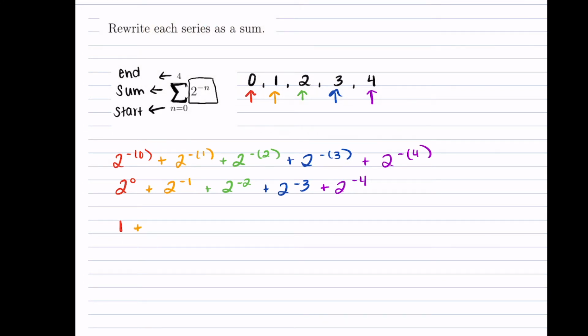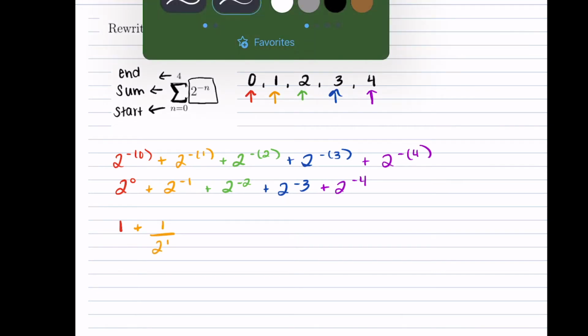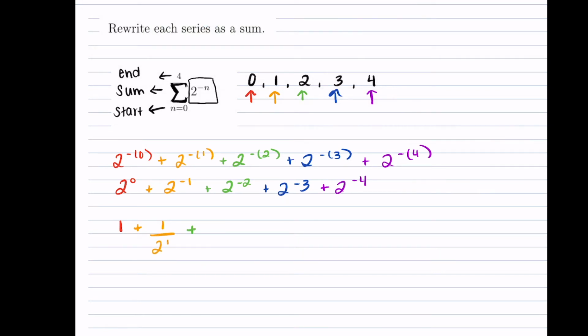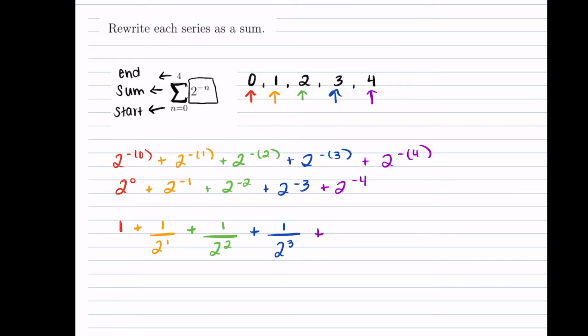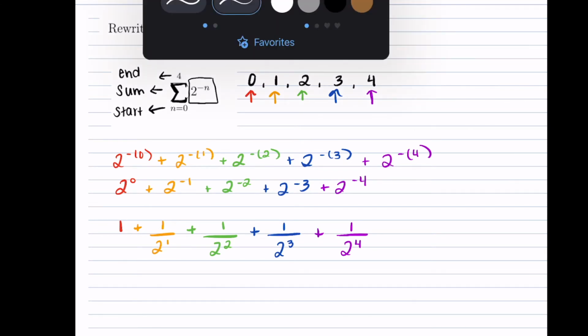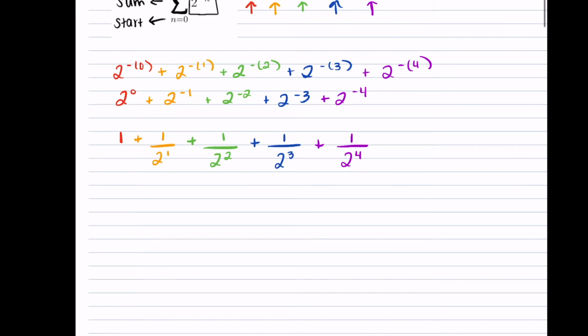2 to the negative 1 is the same as 1 over 2 to the first. Third term is 2 to the negative 2. That's 1 over 2 squared. Basically, we're just flipping it into the denominator and making the exponent positive. 2 to the negative 3 is the same as 1 over 2 to the third. And 2 to the negative 4 is the same as 1 over 2 to the fourth. And then we can simplify that one last time.